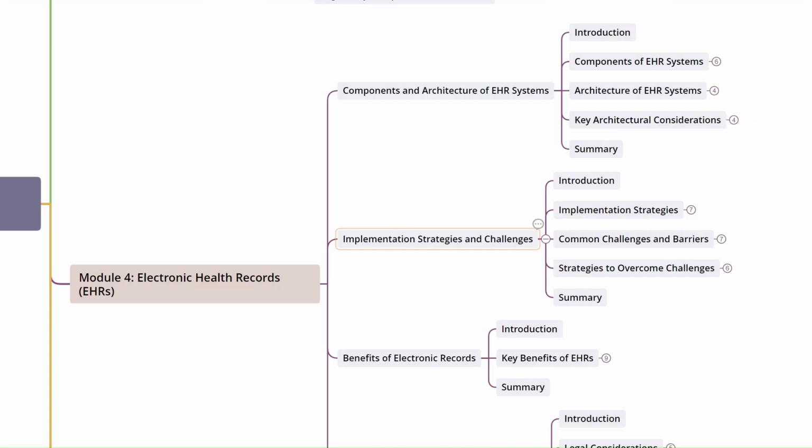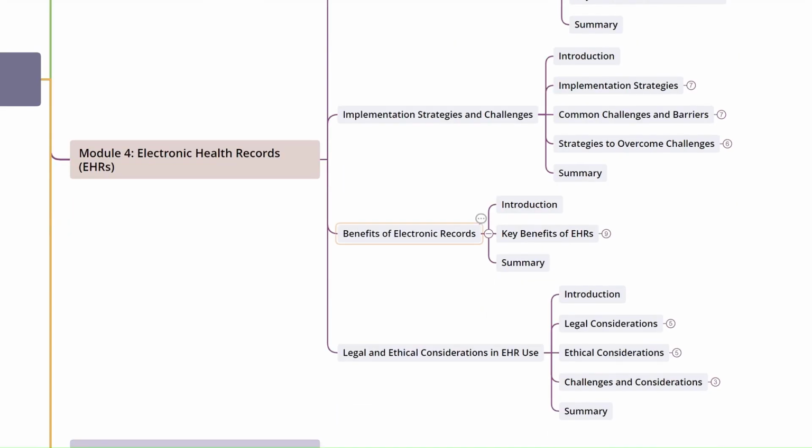By understanding these challenges and strategies to overcome them, you will be equipped to guide your organization through the complexities of EHR adoption while maximizing the potential benefits. Next, benefits of electronic records. Electronic health records offer numerous benefits that extend across the healthcare spectrum, impacting patients, providers, and administrators.